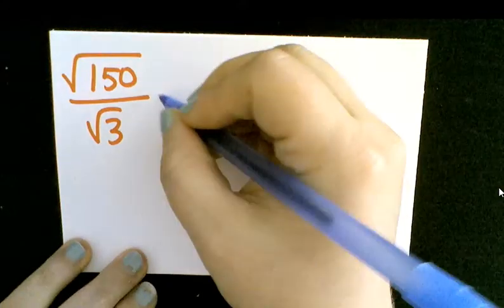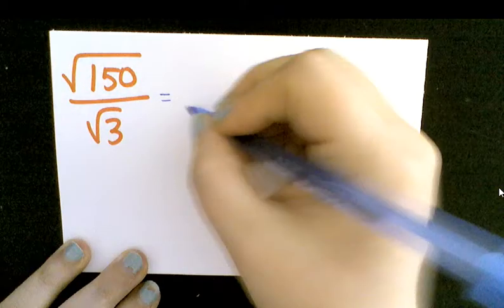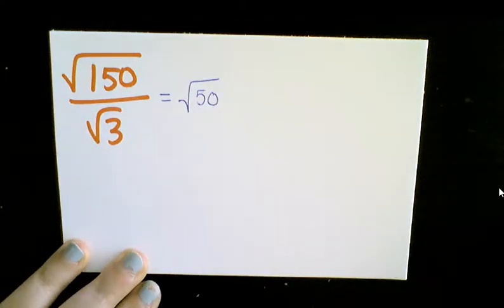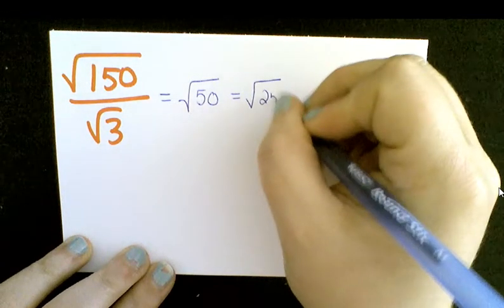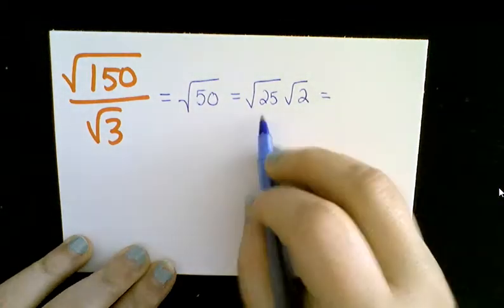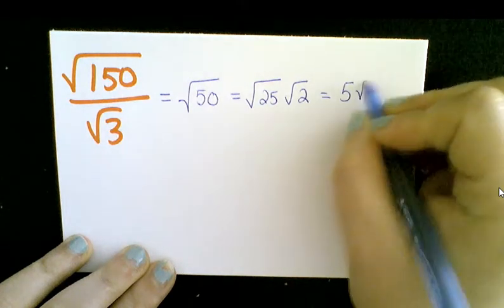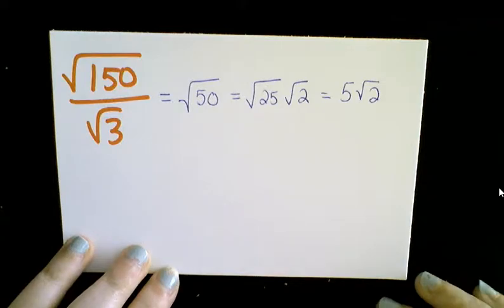We can do the same thing for this one, square root of 150 divided by the square root of 3. When we divide, we would get the square root of 50. In our last problem, we couldn't simplify the square root of 5, but we can simplify the square root of 50. That would be the square root of 25 times 2. And the square root of 25 is a perfect square. That would become 5. So our answer here would be 5 radical 2.